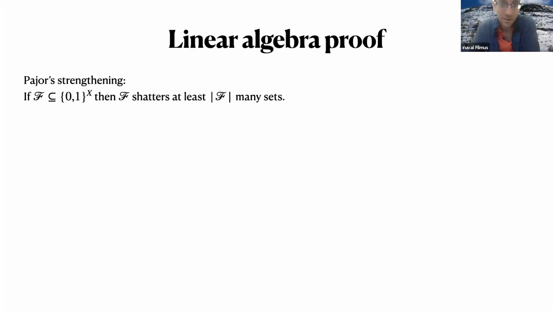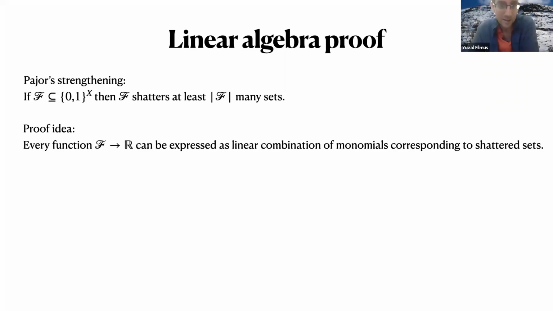Okay, so this is what we want to prove, and here's the idea of the proof. We're going to look at the space of all functions from our family to the real numbers. The real numbers, you can replace by anything else. And we're going to show that every such function can be expressed as a linear combination of monomials which correspond to shattered sets. So what do I mean by a monomial corresponding to a shattered set?